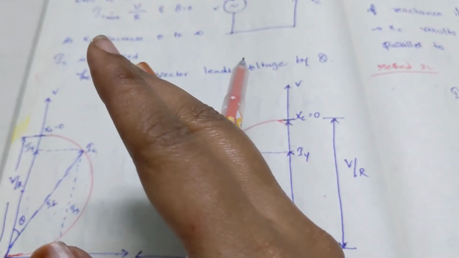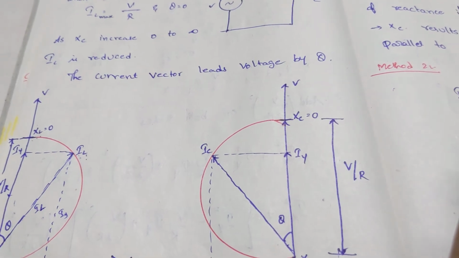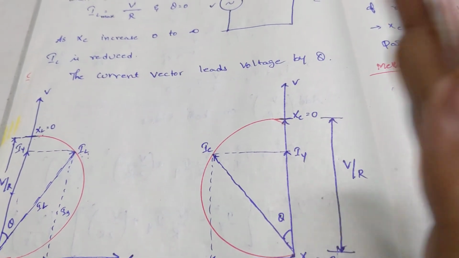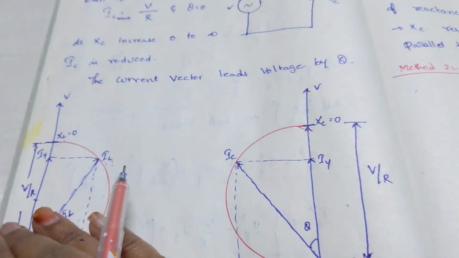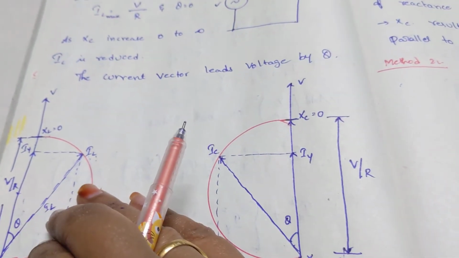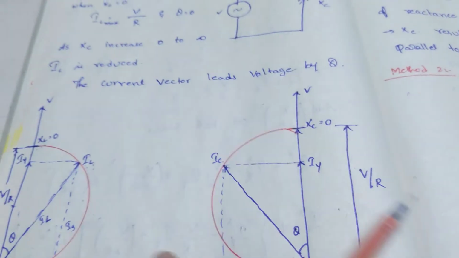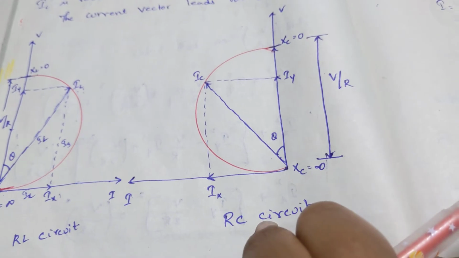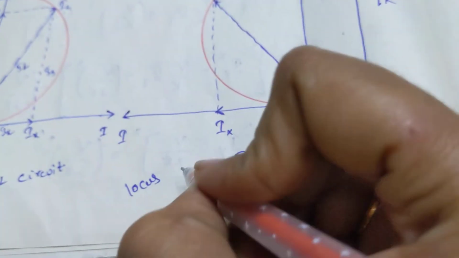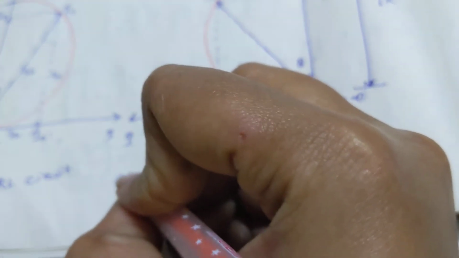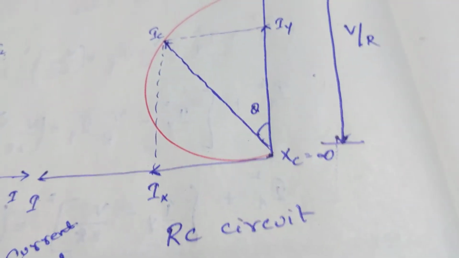Only the variation. The rest of the circle, all the terms will be the same. The only variation is the phase angle, because capacitance has a leading nature and inductance has a lagging nature, so theta is the only varying element. This is the locus diagram of the current.